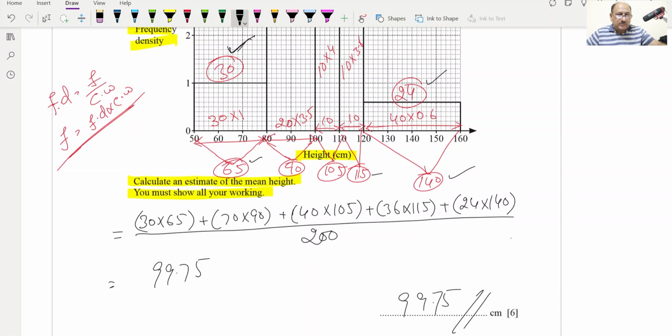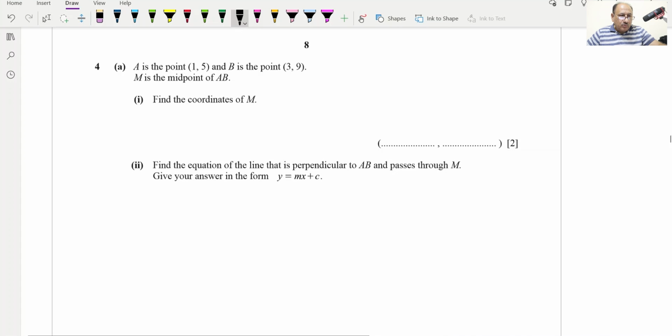This is a 6 marks question which we have done. Now question number 4. Question number 4 says A is the point 1, 5 and B is the point 3, 9. M is the midpoint of AB. Find the coordinates of the midpoint.